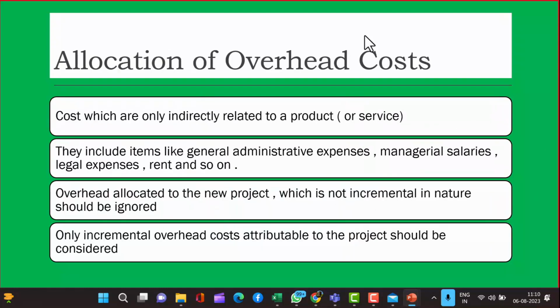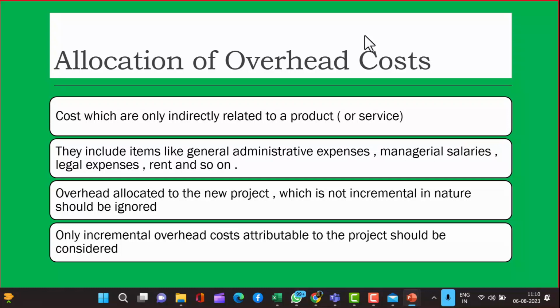So overhead cost जो है वो तो कंपनी ने ऑलरेडी इनकर करी हुई है. Suppose the company has a head office and is paying salary for the people who are employed there. All these are overheads, so these are not incremental cost. The company would be anyway incurring these costs even if it is not going ahead with a new project. So all these overhead costs should be ignored while appraising a project.